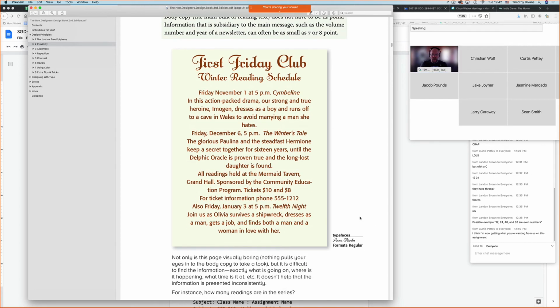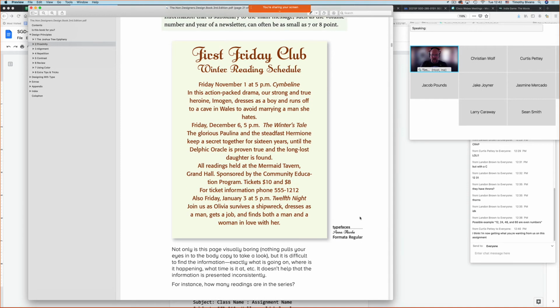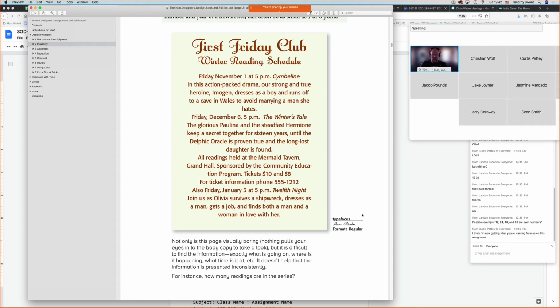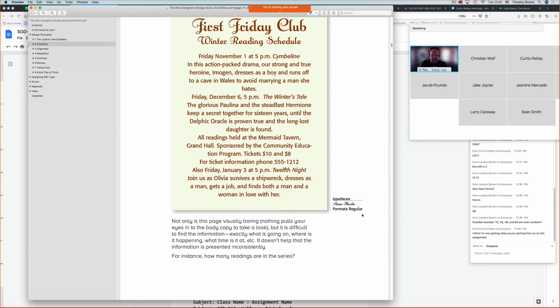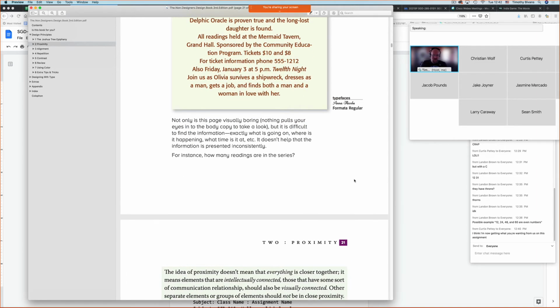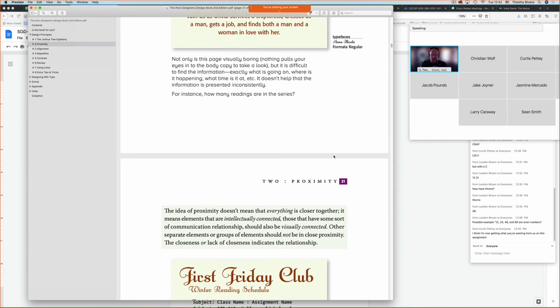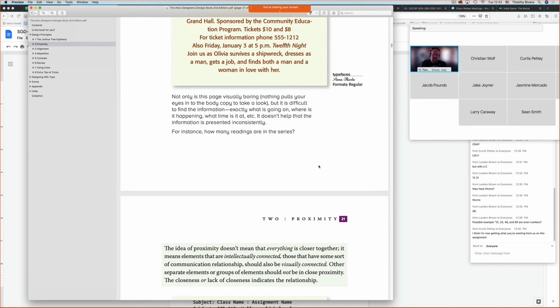And then we get this very boring little flyer, and it all just seems to run together. This doesn't engage you to read it at all, right? You see this kind of blah representation of whatever it is they're trying to tell you, and I think you're not drawn to read it, right? It's visually boring. It's difficult to find the information, what is going on. It doesn't help that the information is presented inconsistently, right? For instance, how many readings are in this series? You don't even know, right?